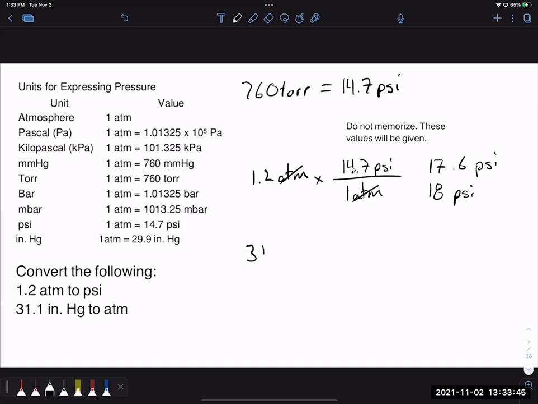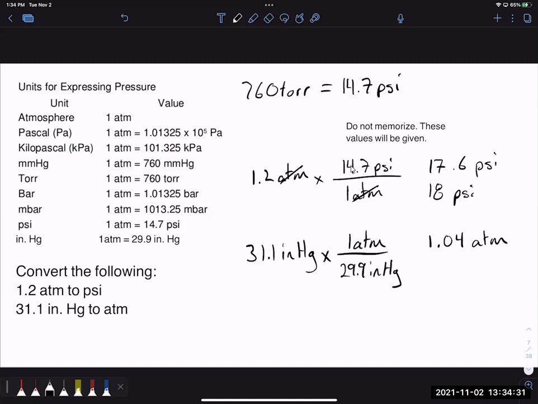So these are just unit conversions. 31.1 inches of mercury, and we want to convert to atmospheres. So we'll look on our table for inches of mercury and atmospheres. So now because we have inches of mercury, we want to get rid of those units, put inches of mercury in the denominator, so 29.9. And then in our numerator, we'll have 1 atmosphere. 31.1 divided by 29.9. And that's going to be 1.04 atmospheres. Any questions about that? Conversions? Cool.